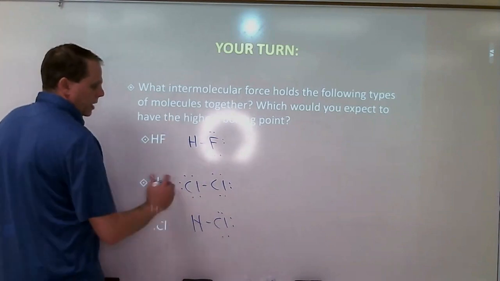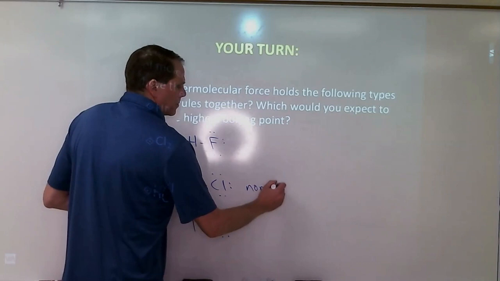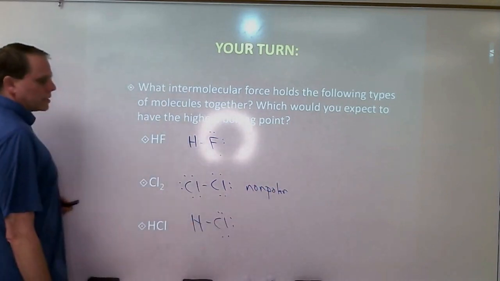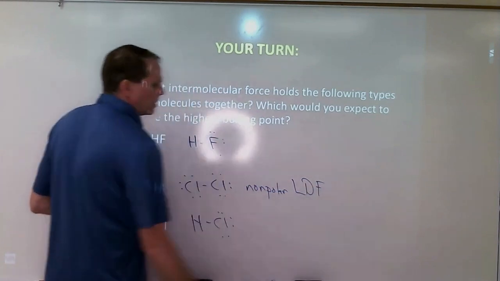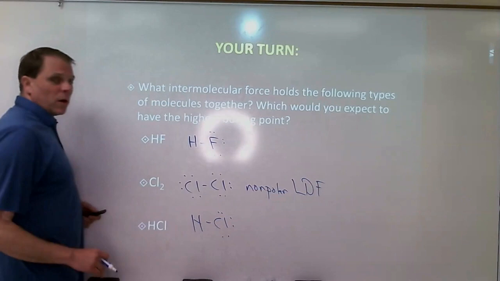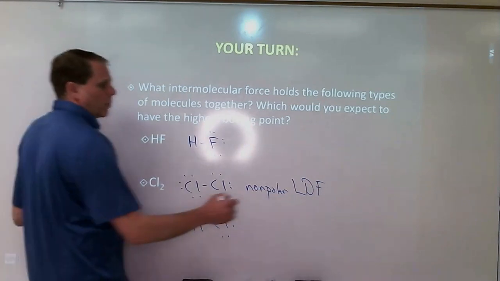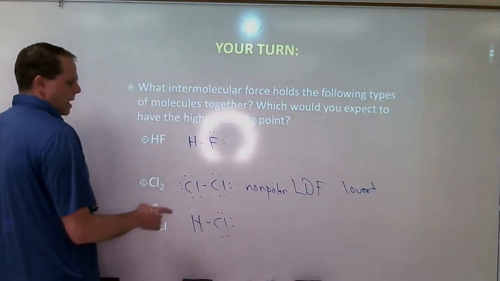Okay, symmetry here, boom. This one is nonpolar. That one is the weakest attraction. The only force of attraction involved there would be LDF. It's a linear shape. All of these are linear shapes. But that is going to be the one that will have the lowest boiling point, because it has nonpolar attractions.